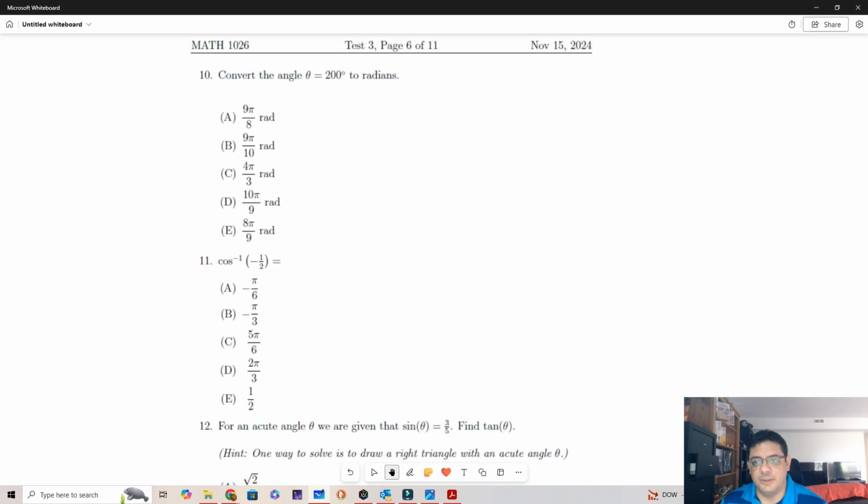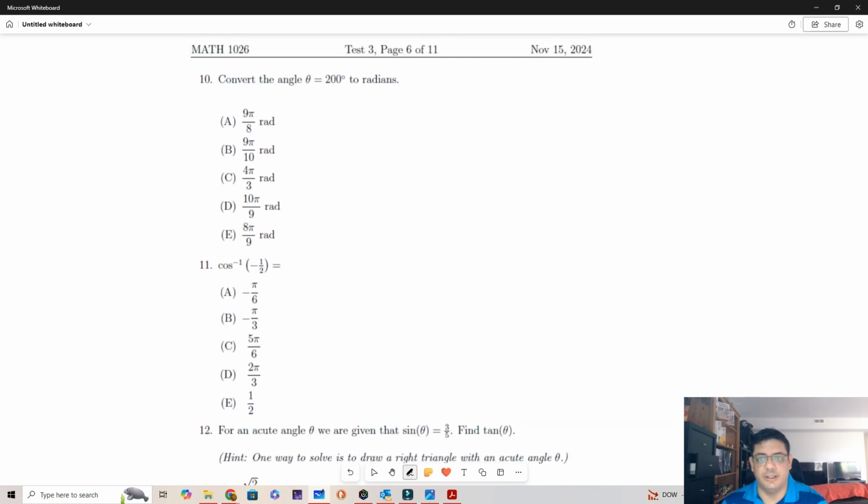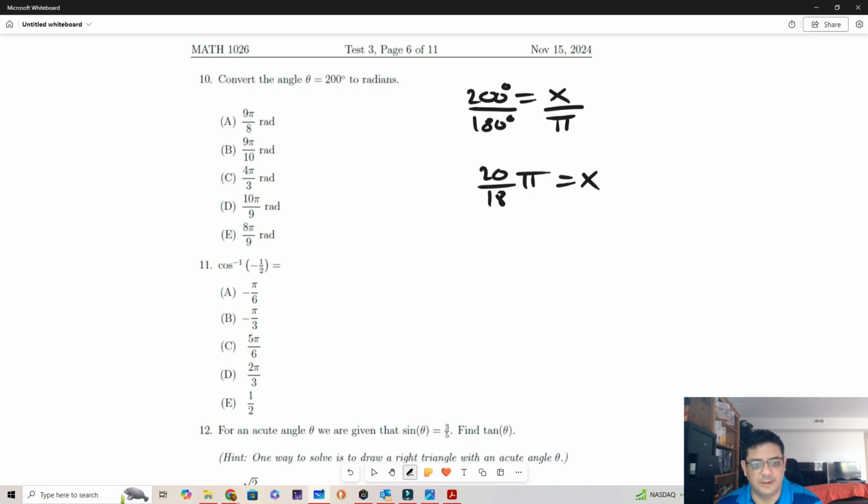Now, question 10 is about converting the angle 200 degrees to radians. Of course, here we cannot use the unit circle because this is not a special angle. So we're just going to say, well, 200 degrees is a certain x, but I'm aware that 180 degrees equals pi. So I'm going to use this ratio here to find out what it is. I can quickly disregard one of the zeros and say that x equals 20 over 18 pi.